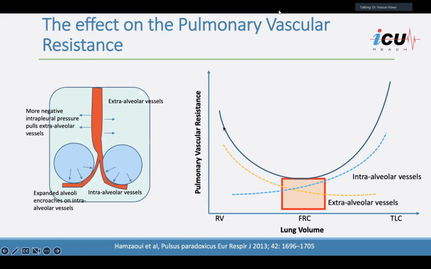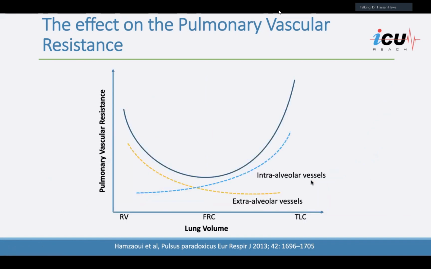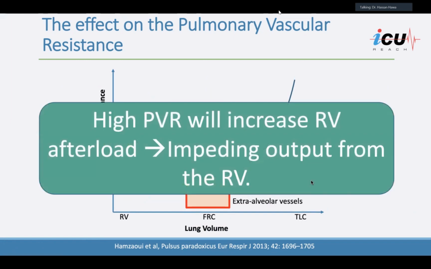And on the other side, if you ventilate your patient close to the residual volume, this will lead to collapse and atelectasis in the lung, and that will lead to an increase in the pulmonary vascular resistance. And really the ideal or the sweet spot would be to ventilate your patient around the functional residual capacity.